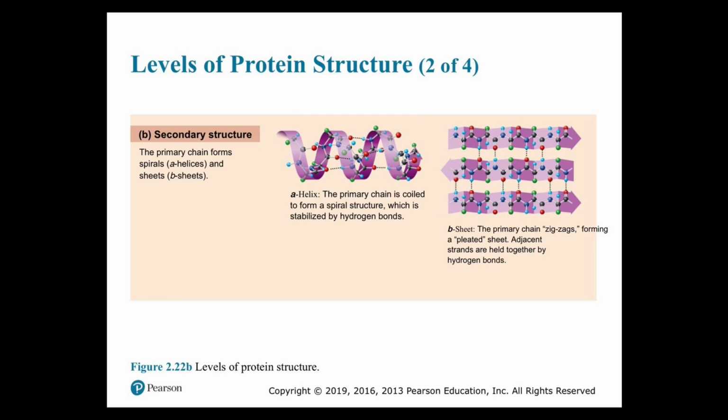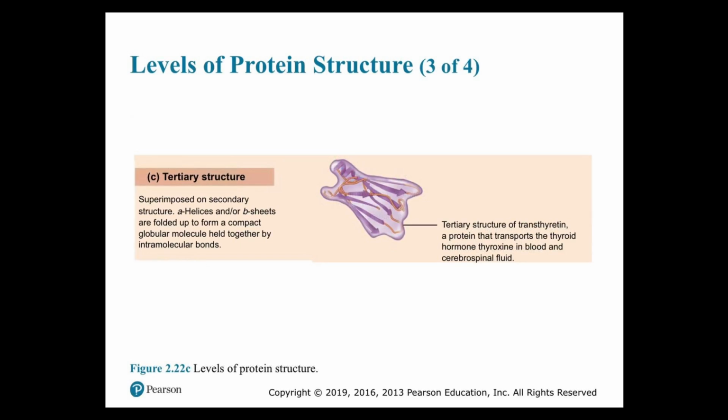Figure 2.22c illustrates tertiary structure. Tertiary structure is the interaction of alpha helices and beta pleated sheets. So you can have a tertiary structure that is exclusively made up of alpha helices, one that is made just of beta sheets, but you can also have, in some proteins, both alpha helices and beta pleated sheets.